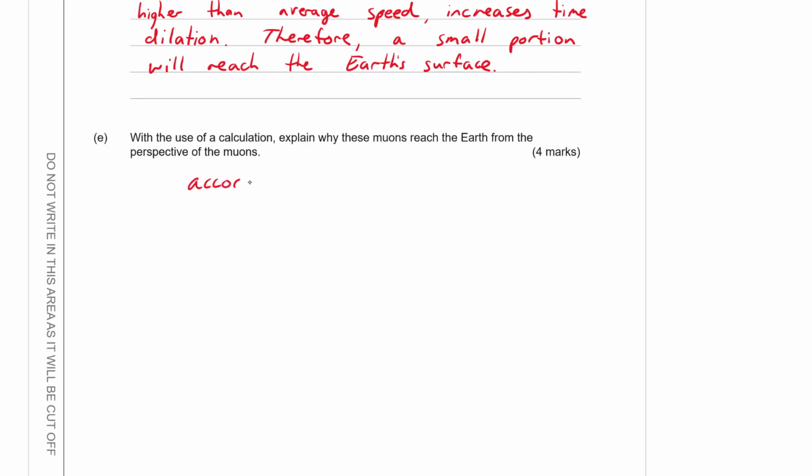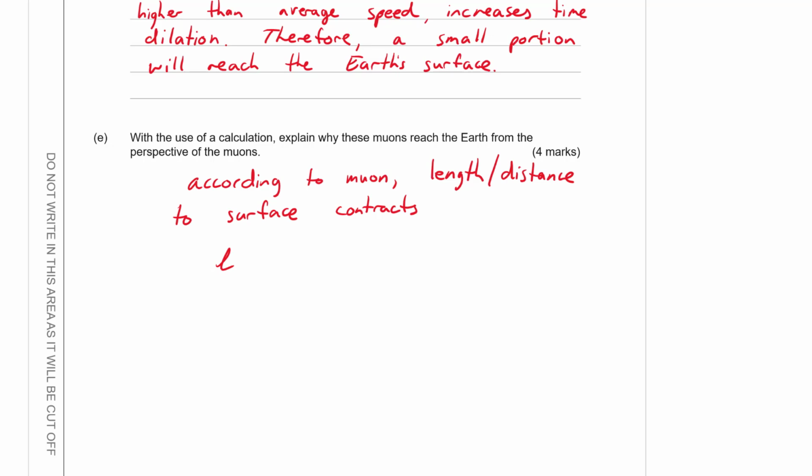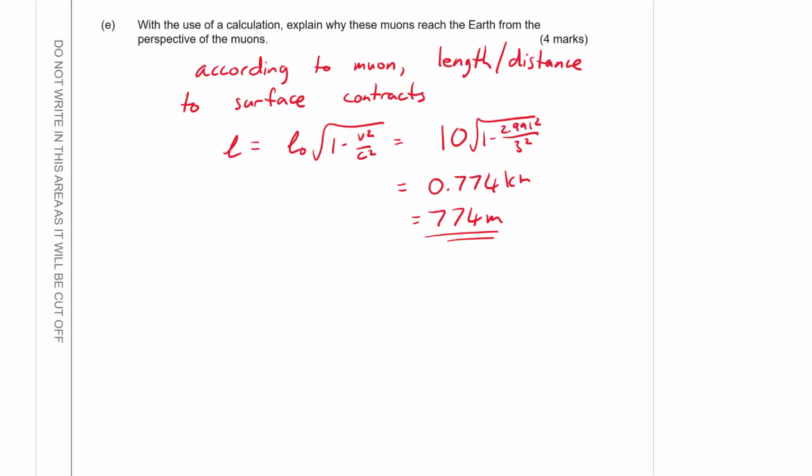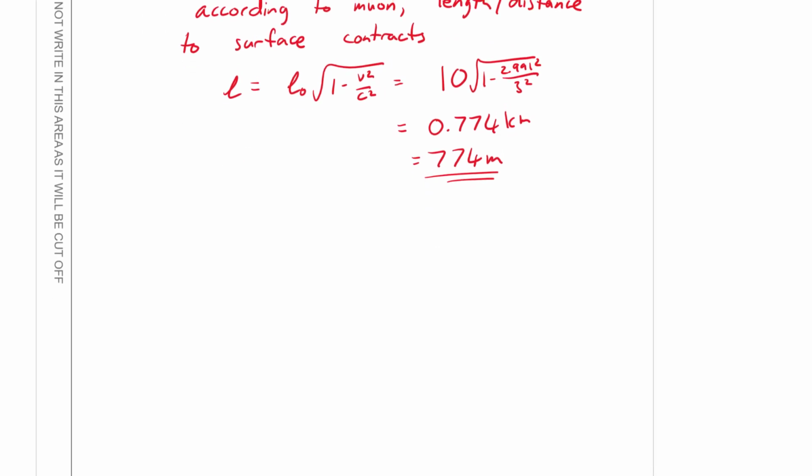And this is your classic length contraction. So according to the muon, the length, or in this case the distance that it's traveling to the surface, contracts. So now put in the equation, because it says use a calculation, right? So length is equal to L0 and so on. The length I'm supposed to travel is 10 kilometers, but I'm now going to contract that. And if I do that, I end up getting 0.774, and that's in kilometers. So that's equal to 774 meters. So according to the muon, I'm actually only traveling 774 meters, right?